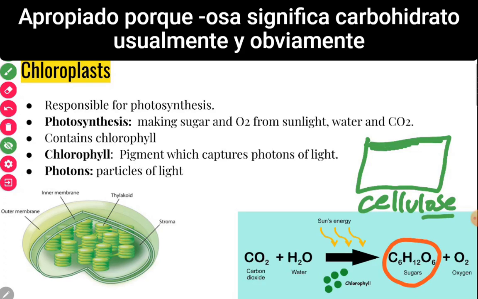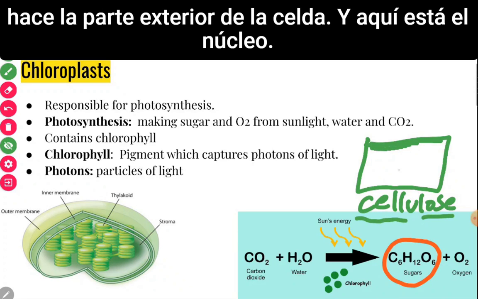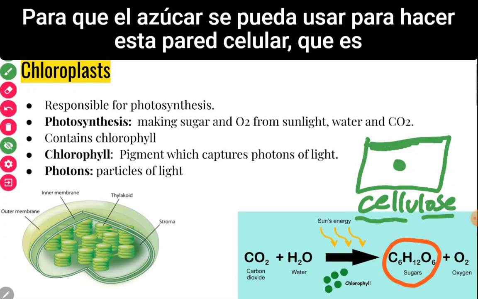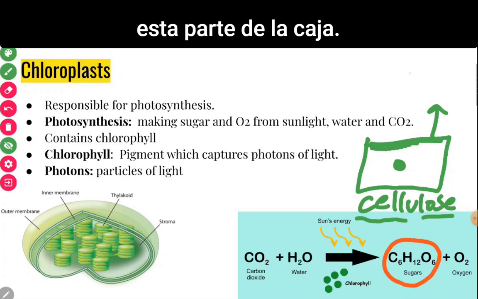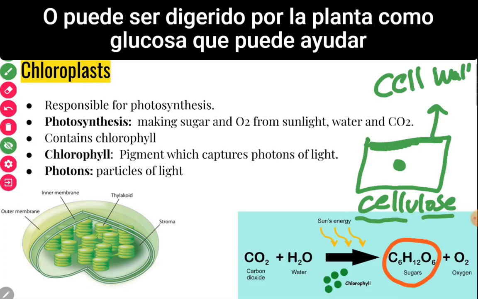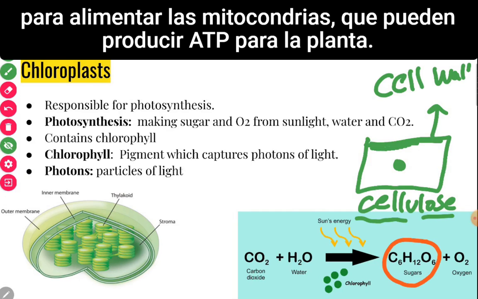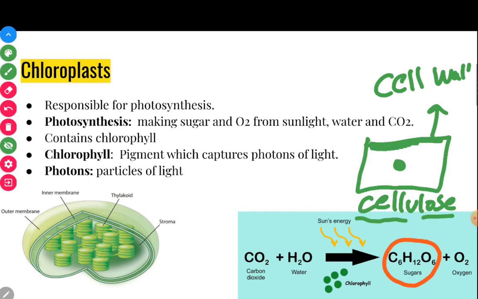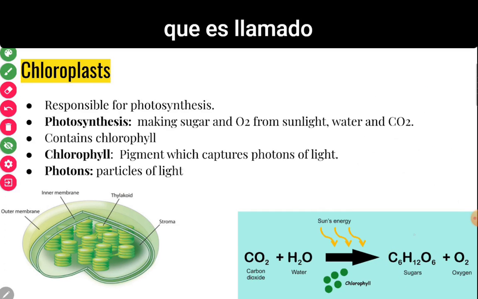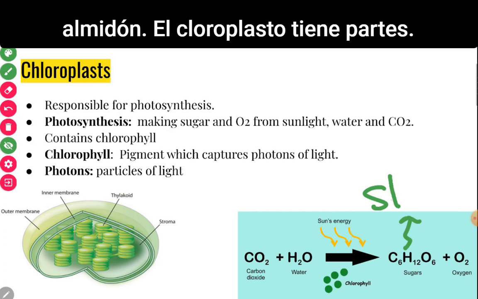Appropriate because OSE means carbohydrate usually, and obviously it makes the outer part of the cell. And here's the nucleus. So that sugar can be used to make the cell wall, which is this box part, or it can be digested by the plant as glucose. That can help to power the mitochondria, which can make ATP for the plant. It can also store its carbohydrates for later by making instead what is called starch.